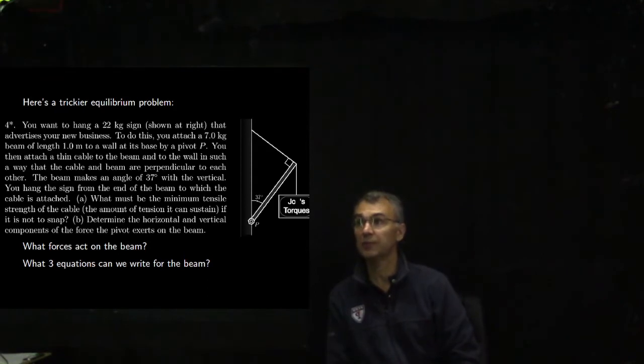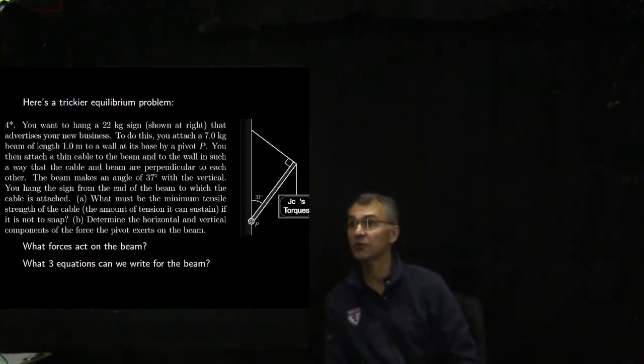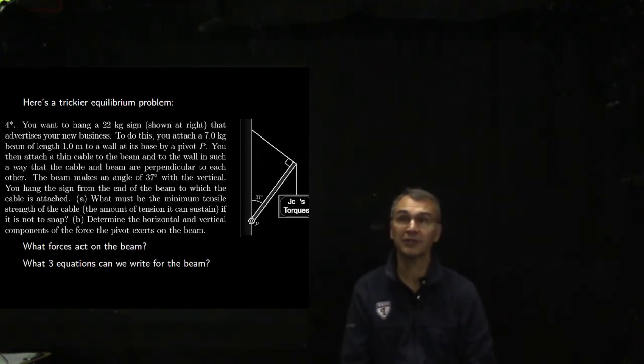A. What must be the minimum tensile strength of the cable? That's really asking what's the largest possible value for the tension. And there's only one possible value in this problem for the tension, so it's really just asking what is the tension. B. Determine the horizontal and vertical components of the force the pivot exerts on the beam. Okay, so we basically want to determine three unknowns: the tension and the x and y components of the force exerted by the pivot on the beam.